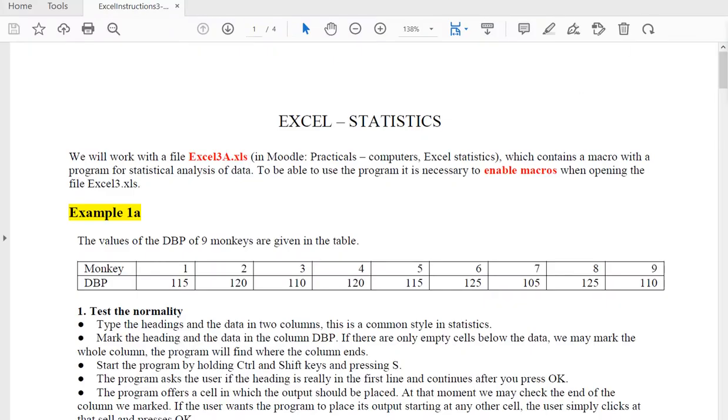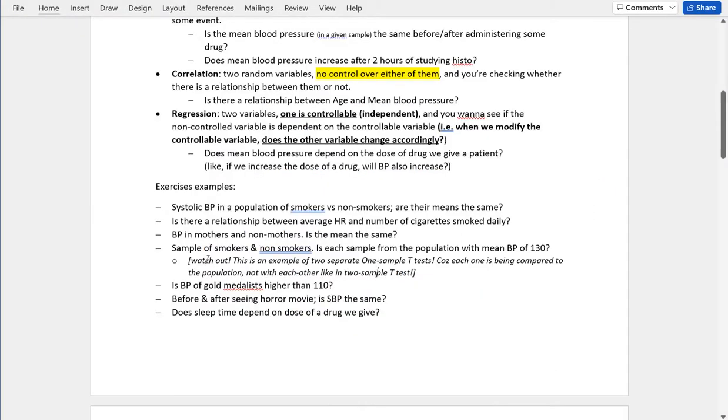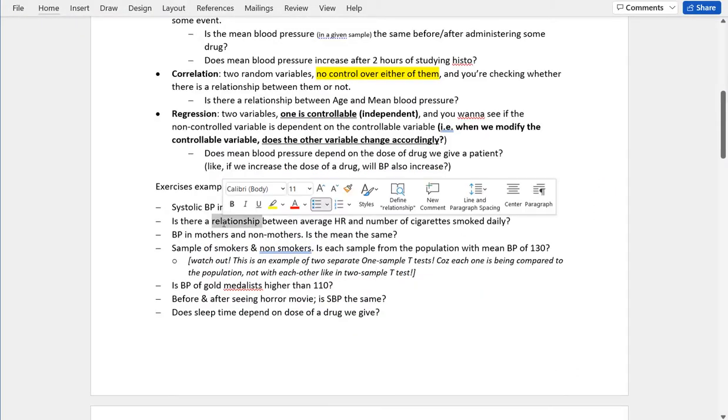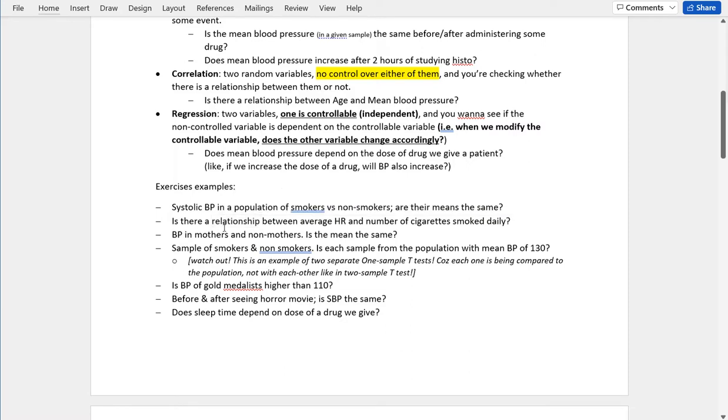So, next: is there a relation? Is there a relationship already? So it's gonna be either what or what. It's either gonna be regression or correlation. I'm always gonna give a bit of a pause, so pause the video a bit and think of the answer. So is there a relationship already? You know it's gonna be one of these two, between average heart rate and number of cigarettes smoked daily. What would this be? Tick tock, tick tock. It is gonna be a correlation.